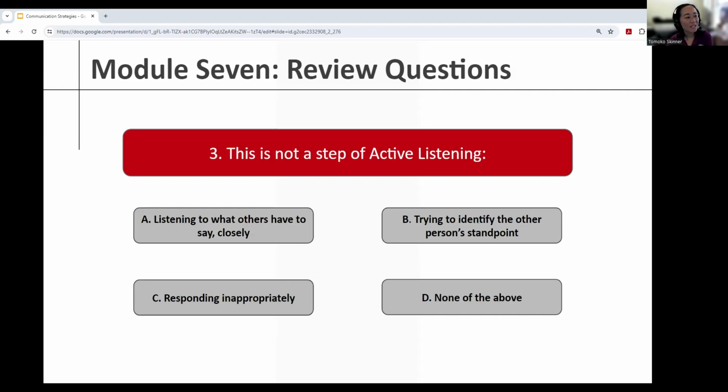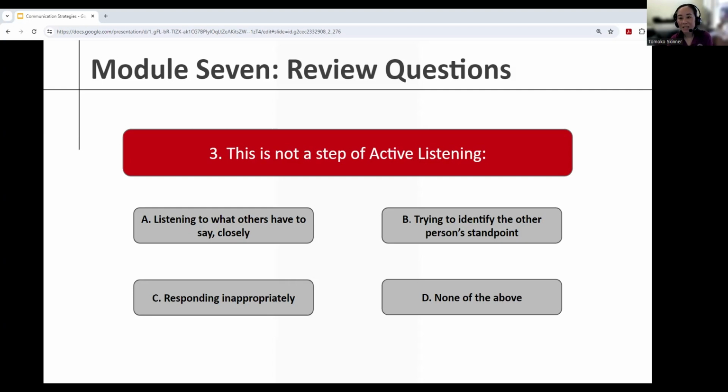Number three, this is not a step of active listening. A, listening to what others have to say closely. B, trying to identify the other person's standpoint. C, responding inappropriately. D, none of the above. Which one is not a step of active listening? A, B, C, or D?